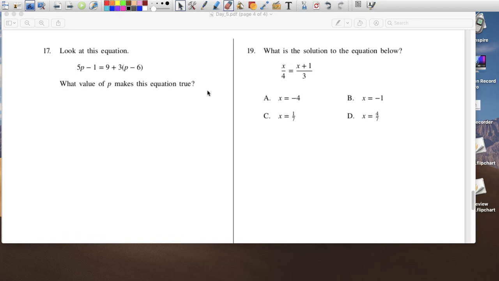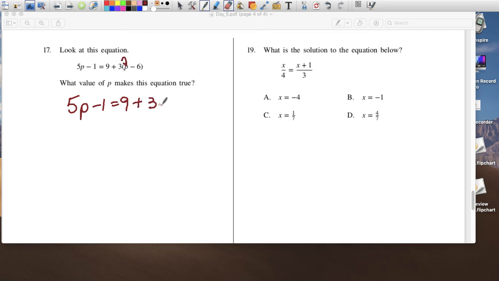17. Look at the equation. Finally, some type of work. So let's solve this. 5p minus 1 equals 9 plus, and I'm going to do the distributive property. Positive and a positive is 3p. Positive and a negative is negative 18. Can I combine any like terms? Yes, I can. This 9 and negative 18. 9 minus 18 is negative 9, and then plus 3p.